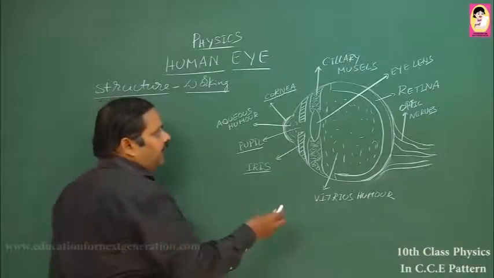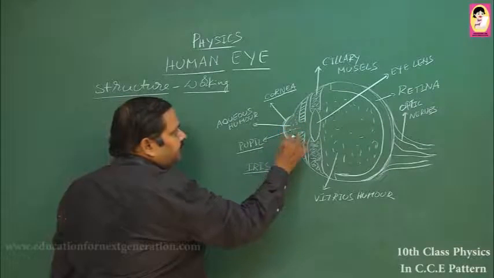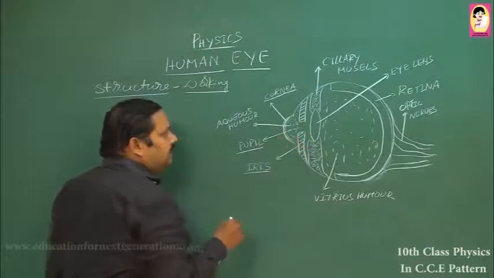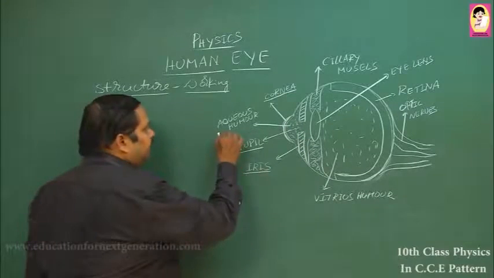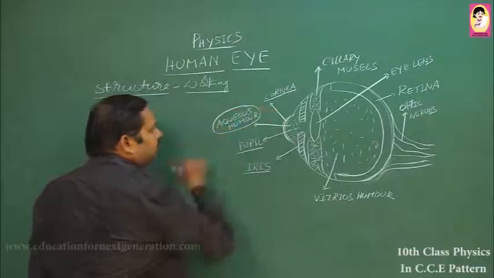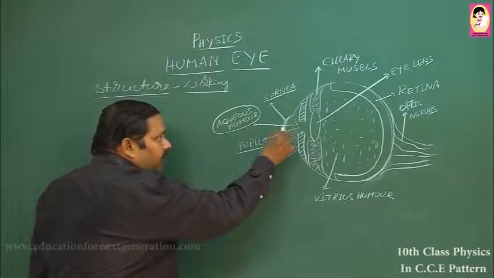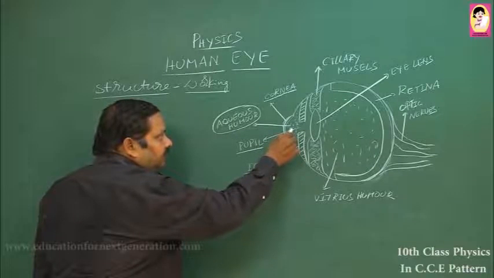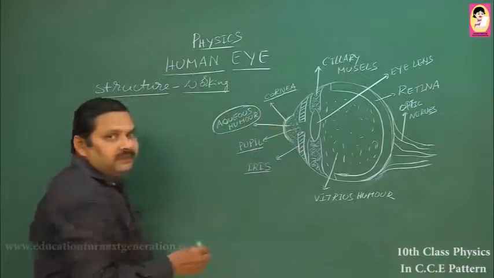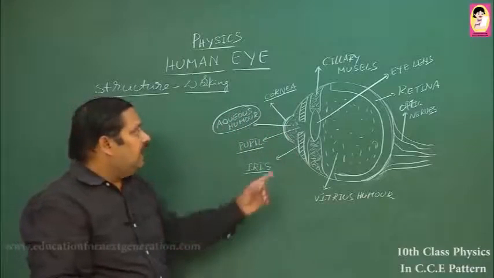The other part is, the gap between the iris pupil system and cornea is filled with a transparent jelly-like material, and this material is called aqueous humor. So aqueous humor is present between cornea and the iris pupil system. Aqueous humor along with cornea behaves as a convex lens, and there are two uses with this.